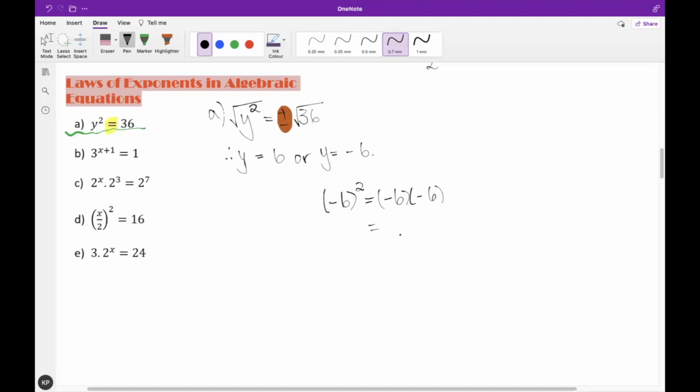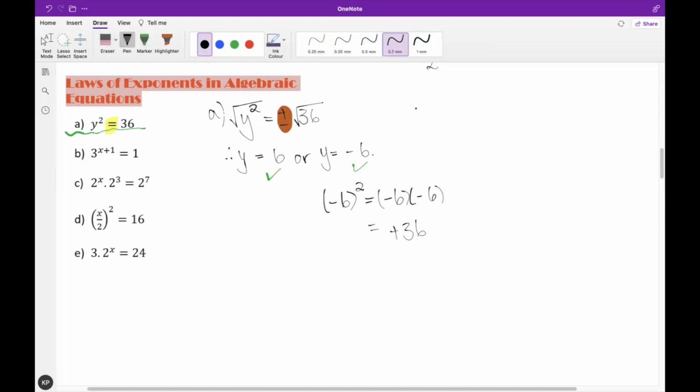It is a positive 36. So do we see that in order to find 36, you can either square root a positive 6 or you can square root a -6 and you can still get 36. There are always two solutions to a square root.